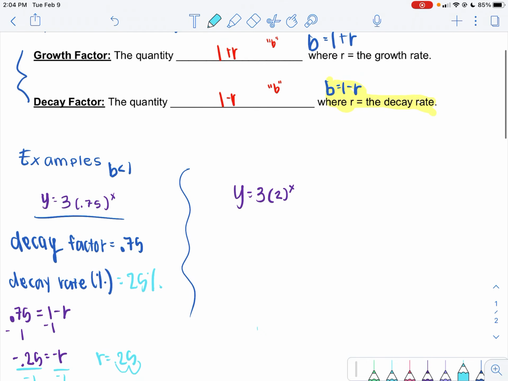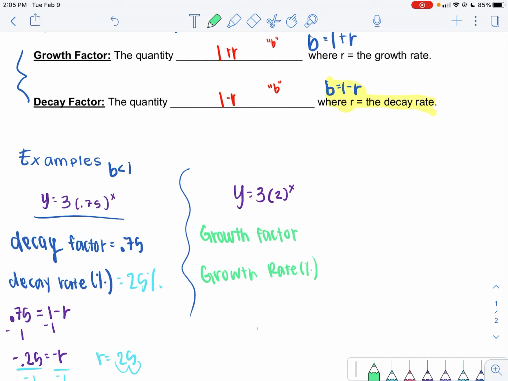Now if we look at y equals 3 times 2 to the x, if we want to figure out if it's a growth or a decay, we look at what's being raised to the x. So 2 is being raised to the x. 2 is greater than 1, so we have a growth. So we can figure out the growth factor and the growth rate, and we will write that as a percent.